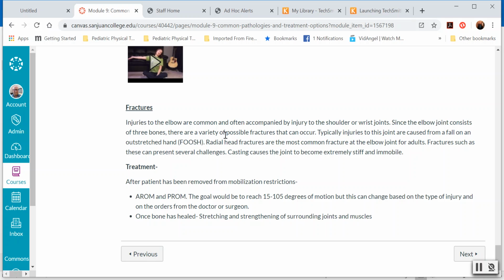And then fractures, pretty straightforward activity. Do you know what FOOSH means? Okay, fall on outstretched hand. It's the most common cause of fractures in the radius and ulna and in the wrist, and even sometimes in the humerus. And so this kind of just gives you some general ideas about that and how to be prepared for that when you do treatment with it.